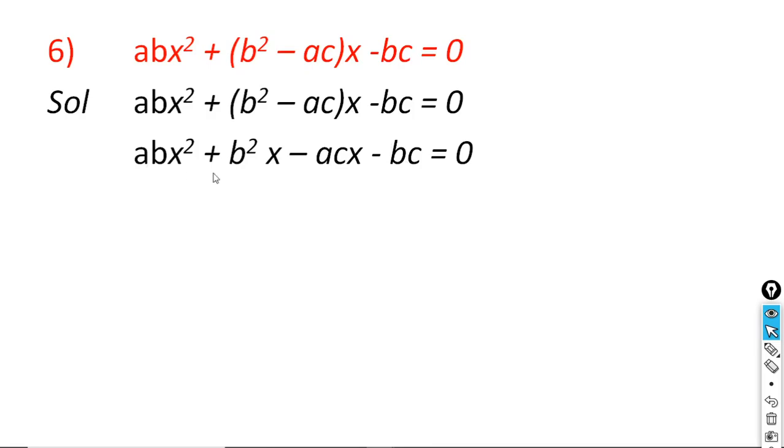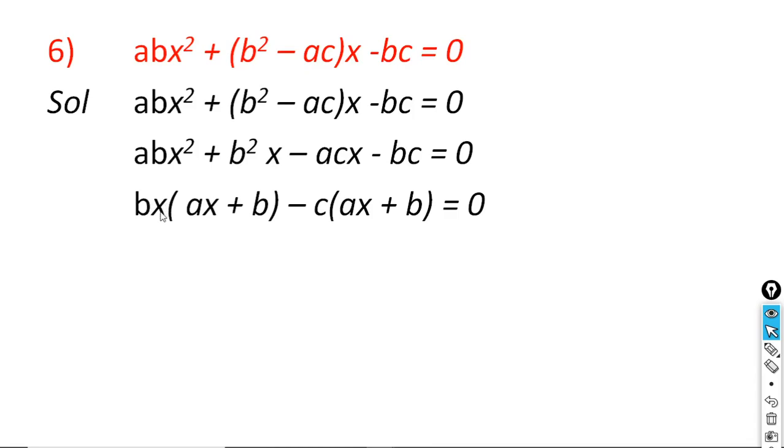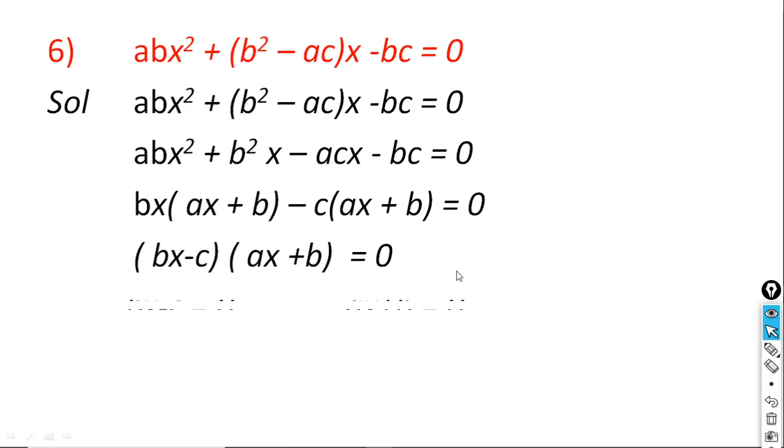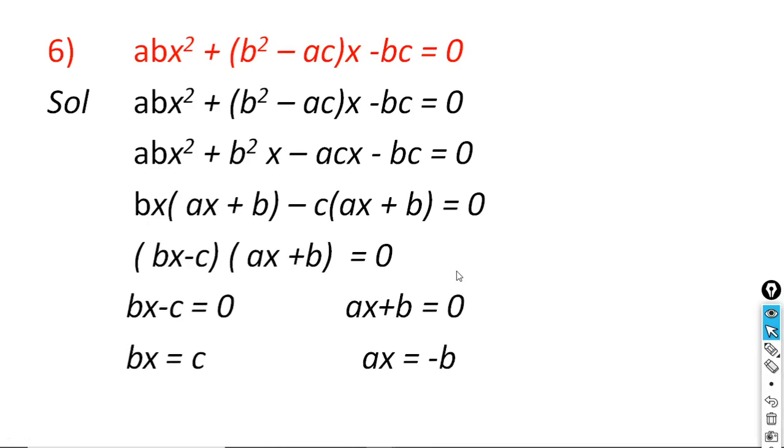Now students, from the first two terms, x is common and also b is common. So from the first two terms bx is taken common. We are left with ax plus b. And from the last two terms c is common. So we are left with ax plus b in the bracket. So overall we are left with ax plus b as one factor and second is bx minus c equals 0. By substituting them 0, you get x is c upon b and minus b upon a.